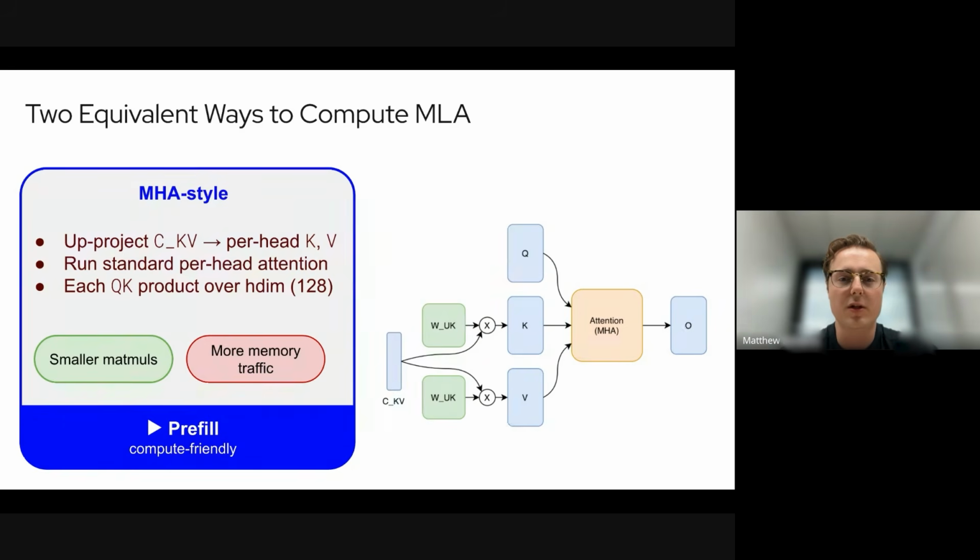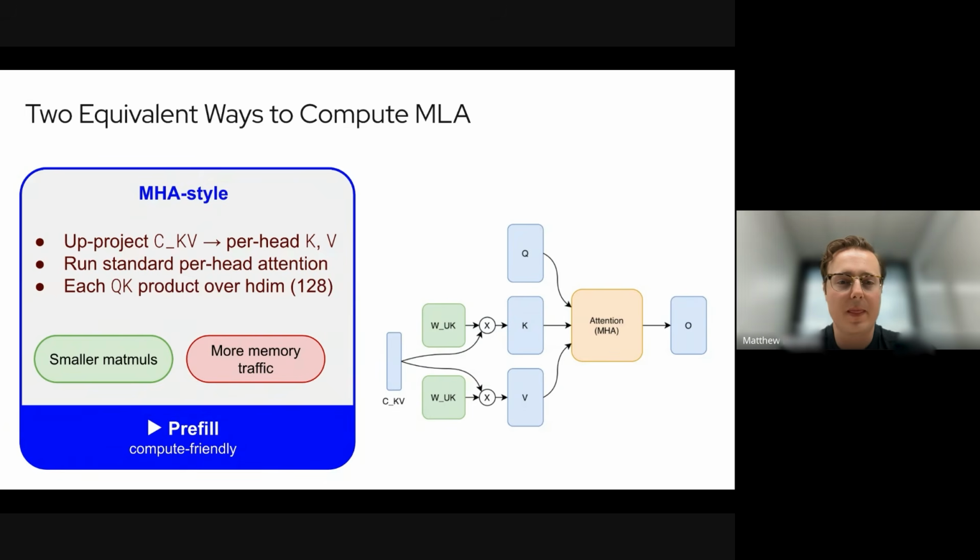There are actually two different and equivalent ways to compute MLA. The first is what we call MHA style. In MHA style, you take that compressed CKV tensor that you made earlier, and then you multiply it by some up projection tensors, WUK and WUV, that's a typo there. Then you get your normal K and V tensors, and you compute attention MHA style like you normally would. When you do this, each QK product is over the true head dimension of 128.